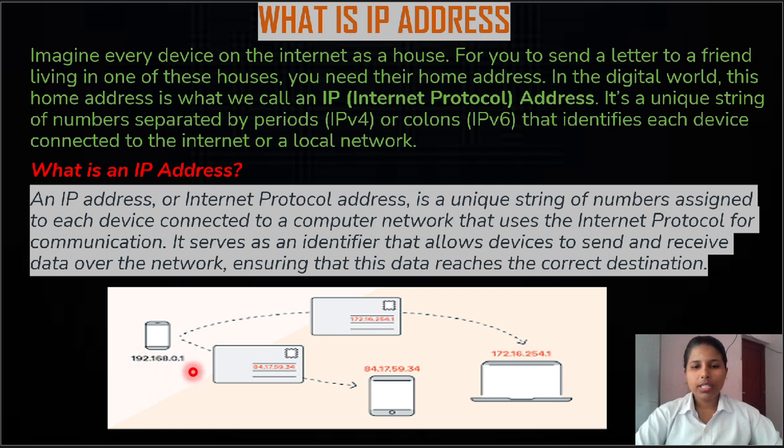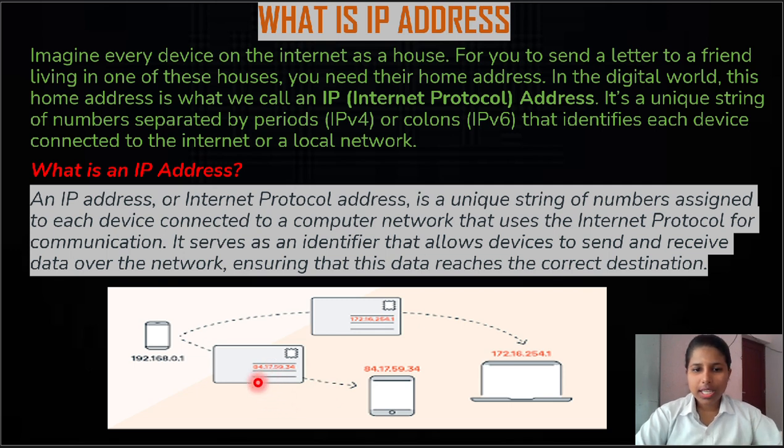So these numbers are four digits separated by 4 dots. 192.168.0.5 is a mobile device IP address. We can see that here it's a letter that we are sending. This is the sender side and this is the receiver where we have to send the letter.